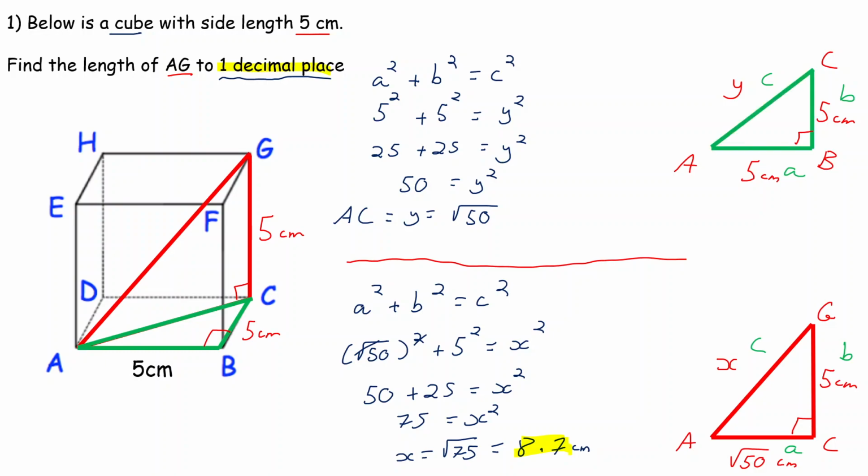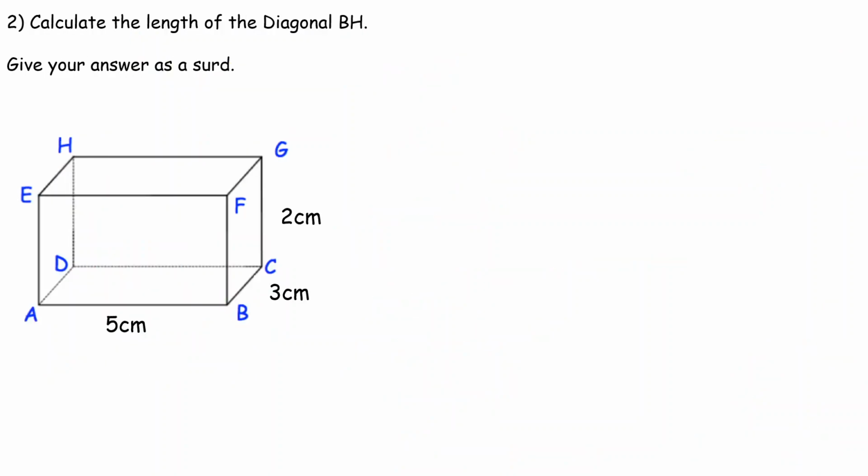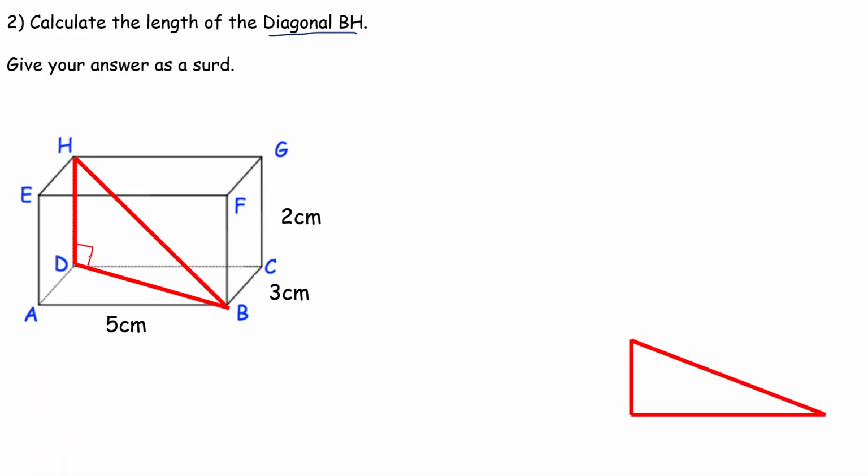Question 2. Here we go. And it says, calculate the length of the diagonal B to H. So we've just drawn that up here. So BH is this length here. And I've got my right angle down at the point over here. So I've got B to D to H. Let's go and label this over here. So B to D up to the point H up here, where my right angle is at the angle D.